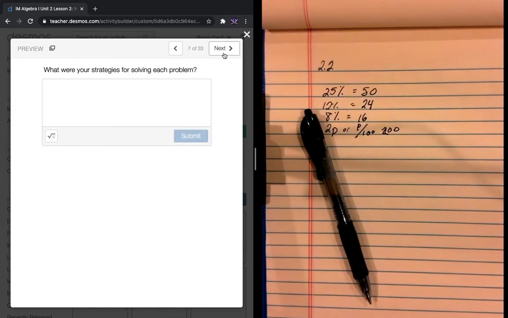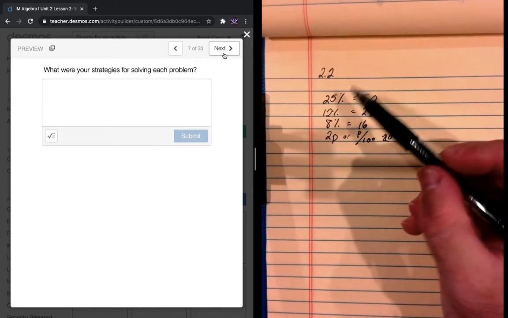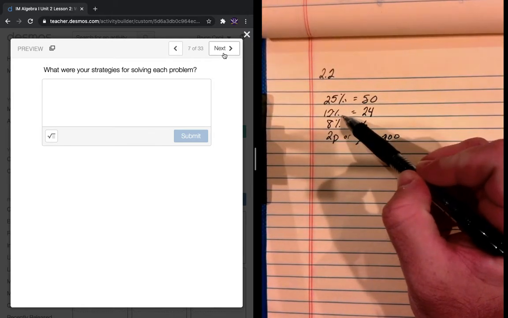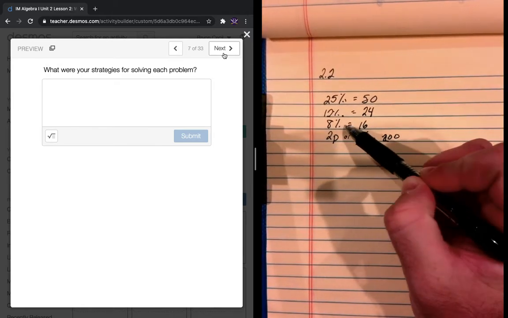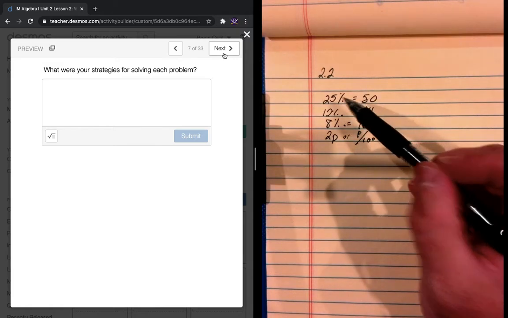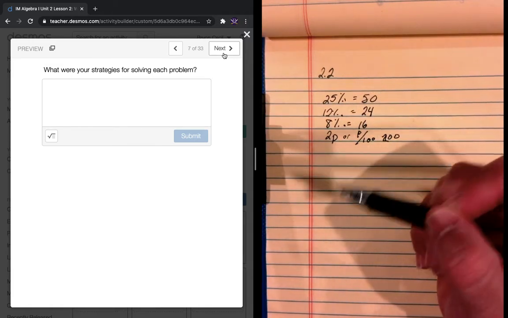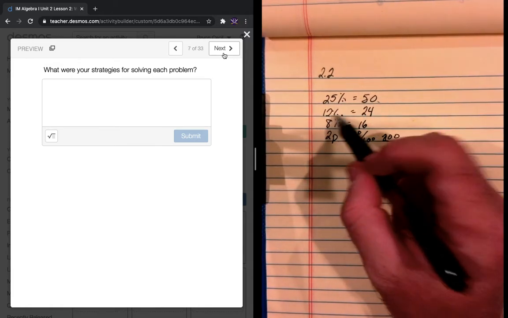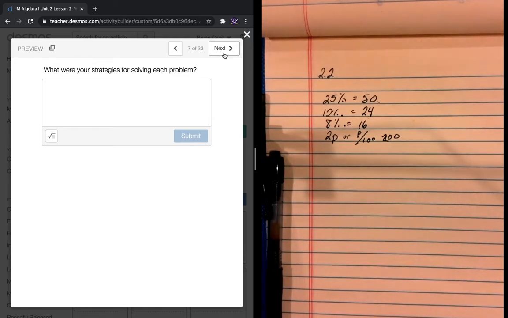So you can see here I did a quarter. I found out what 10% was and then added two 1%s. Here, if we know what 1% is, we can take that. But for me, it was easy just to say 200 is double what 100% was. So 25, 50, 12, 24, 8, 16. It always increased by 2.